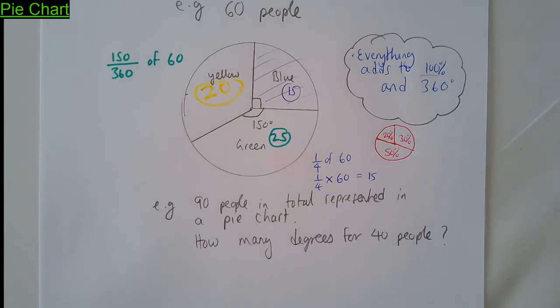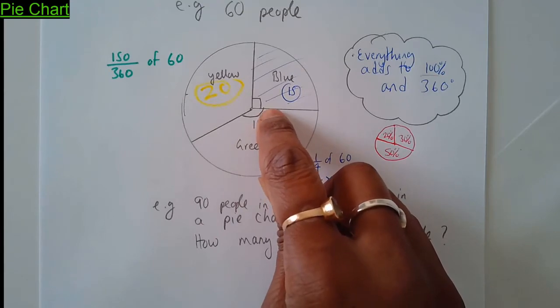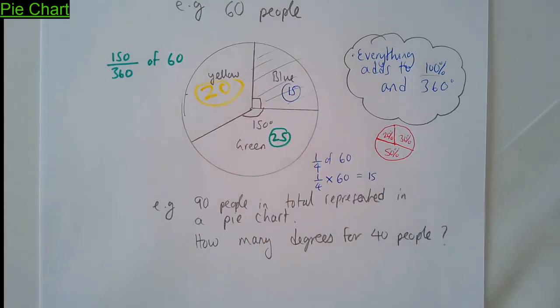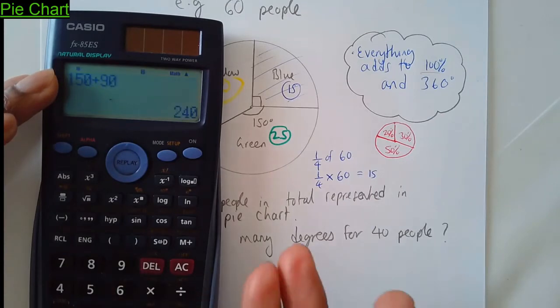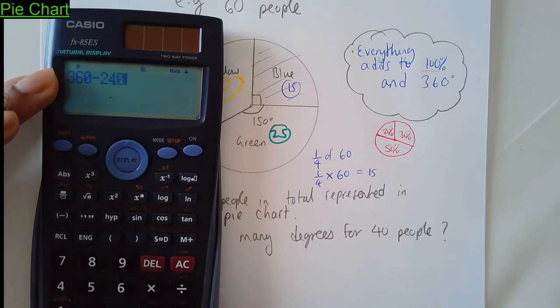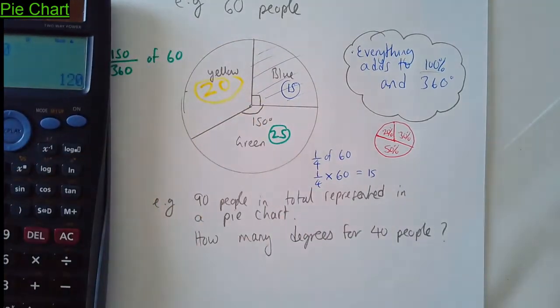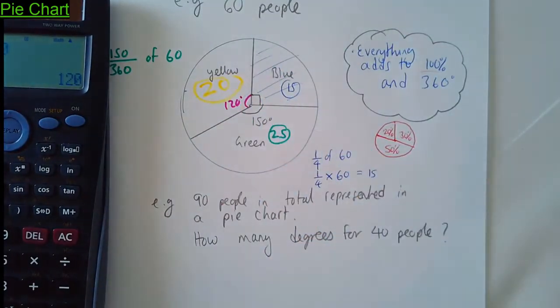If you really want to know what angle this is, all you've got to do is 150 add 90. That's 240, and then take away from 360. That's 120 degrees. And you can check all these angles add up to 360 degrees.